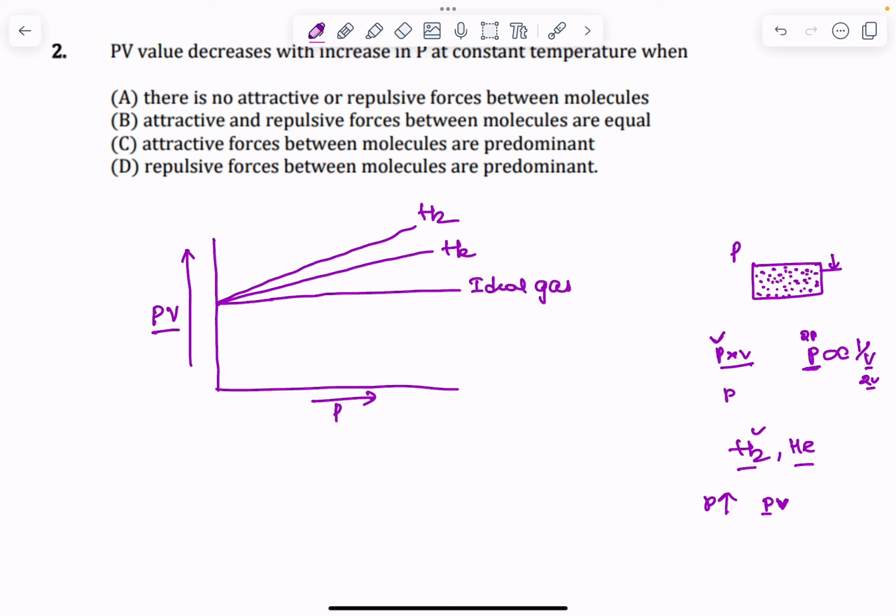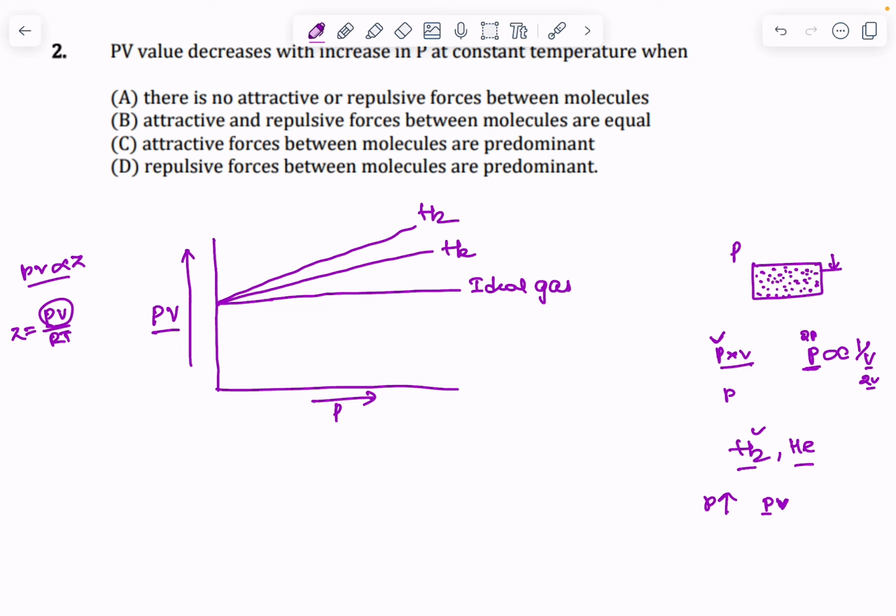You can take either PV or PV by RT, which is equal to the compressibility factor. Why? Because PV is directly proportional to Z. Either Z or PV by RT you can take. Then the ideal gas will always be a straight line. For hydrogen and helium, they will have more repulsions, so you will get a positive slope.